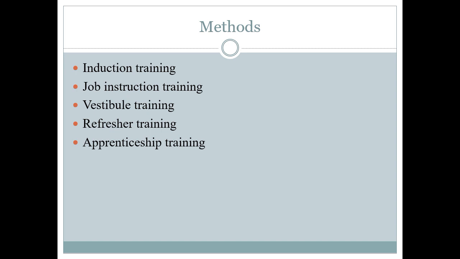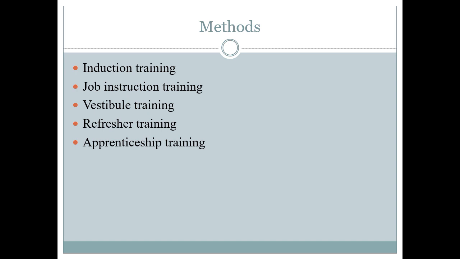So these are a few methods of employee training. Just a review we will be having. In induction training, what is done? Training is offered to the freshers so that they get acquainted with the internal environment of the organization. Then it is job instruction training. Instructions related to the job are provided in such a training program.